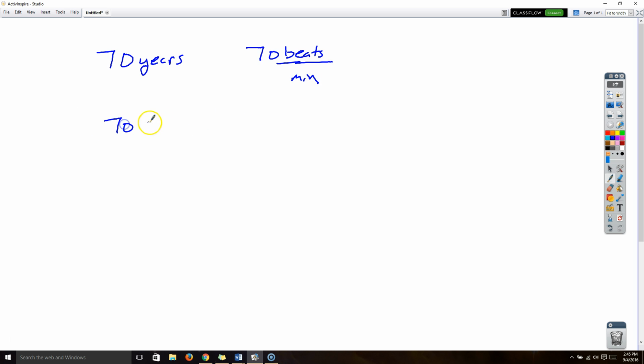Let's do 70 beats per 1 minute. And we also know that there are 70 years in a lifetime. So we're trying to figure out how many beats we'll have in a lifetime. We want to know how many there are in a lifetime. We've got to be a little bit careful here. We've got to get rid of the minutes, and so we also want to get rid of the years. We want to get rid of the minutes and the years so we have beats per lifetime.